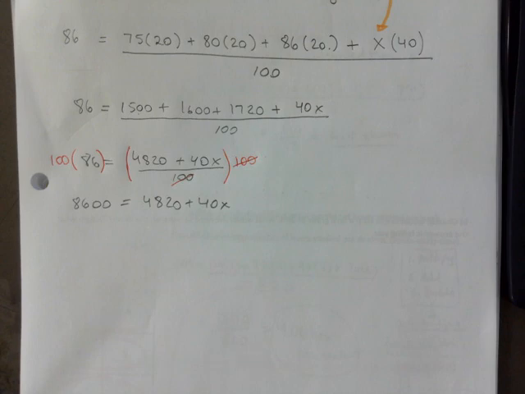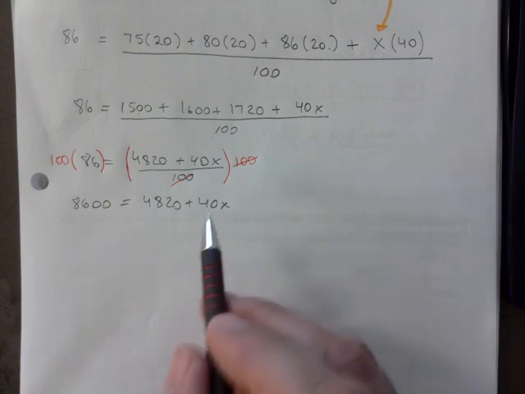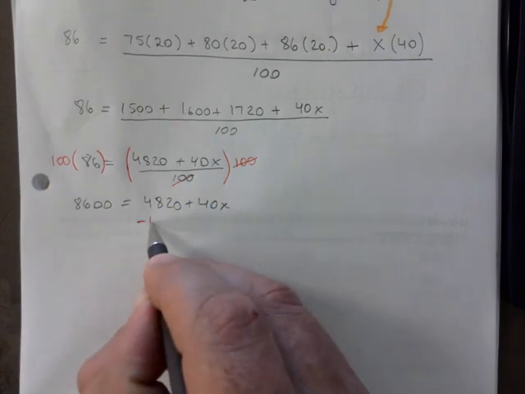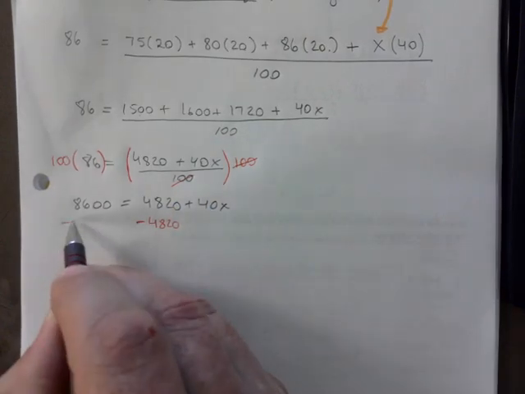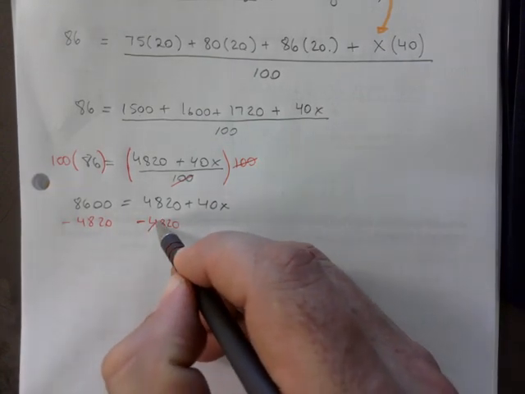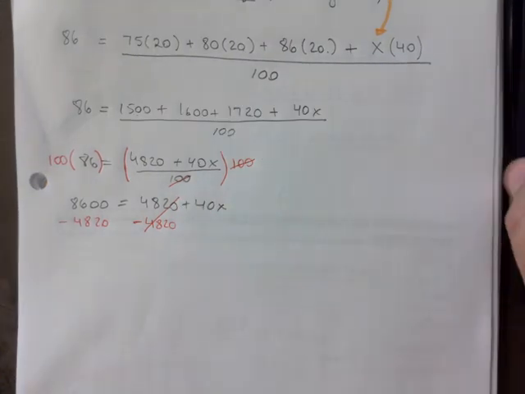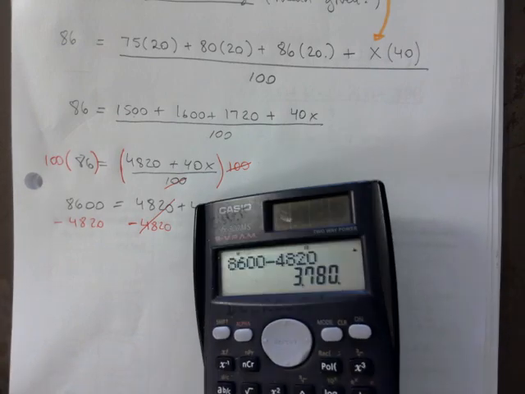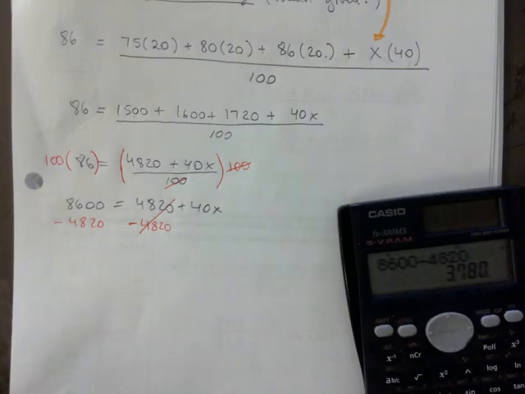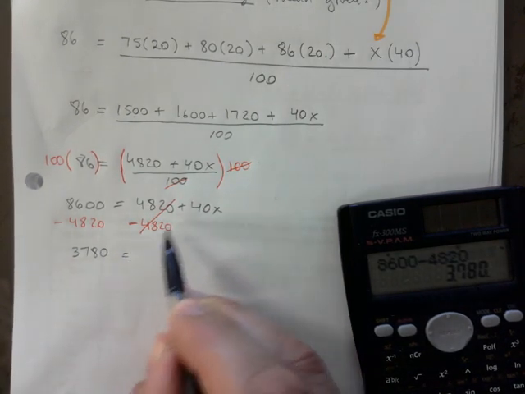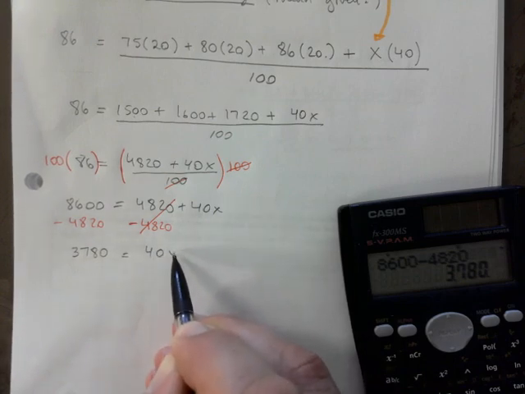And the next step is subtract by 4820. You don't want to divide everything by 40 because it would affect everything here. So let's just first get rid of this. Okay? And that essentially cancels this out. That's exactly what we want. And on the other side, it's 8600 minus 4820. That's 3780. Okay? So you're left with 3780 on the left side.